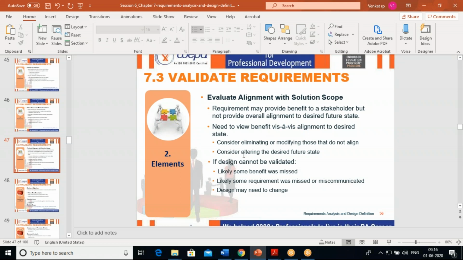And we consider altering the desired future state as well. We have to understand what is actually required to reach that particular future state. From there we will take it forward.